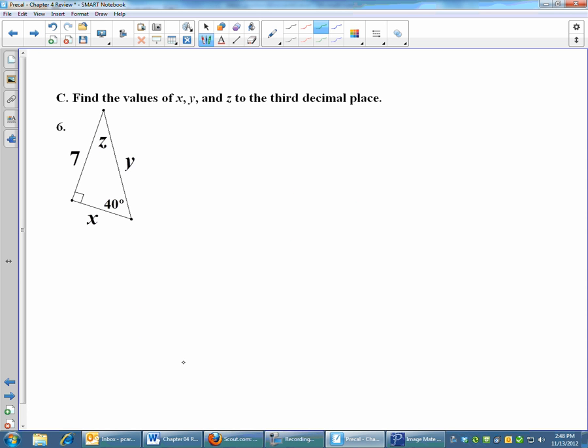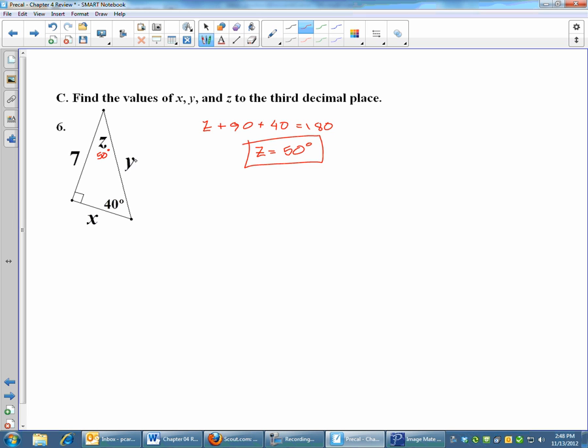Now let's see, number 6. We are finding all the values for x, y, and z to the 3rd decimal place. I'm a fan of the 3rd decimal place. The easiest one for me is to find z, because you do know that all angles in a triangle add up to 180. So I know that z plus the 90-degree angle plus 40 has to equal 180. And when you solve that, you get z to be 50 degrees. So I'll go ahead and label that in here since I know that's true now. So z is 50 degrees.